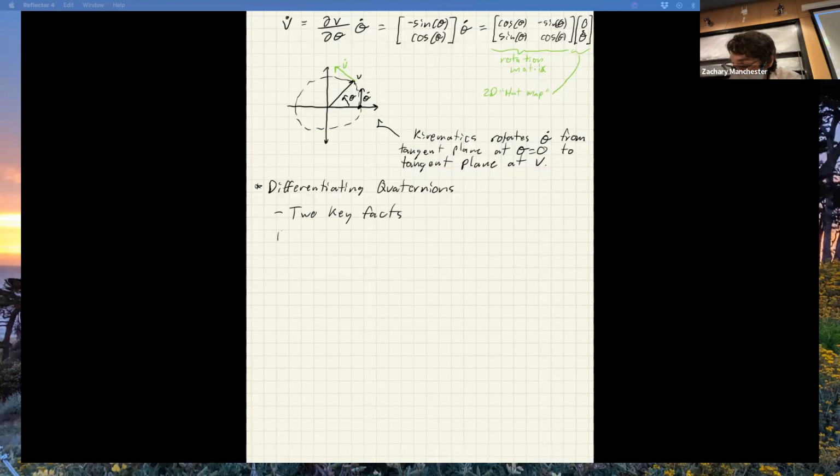Okay, so key ideas. Number one, derivatives are really 3D tangent vectors rather than 4D quaternions themselves. And number two is that rotations compose through multiplication, à la quaternion multiplication or matrix multiplication, not by addition.